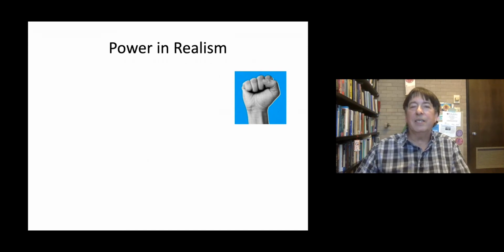This is the second lecture that focuses on realism, one of the major theories of international politics. Now, last time we talked a little bit about theory, and we noted that theories start with a set of simplifying assumptions about the world. And then we ask, what are we interested in explaining? We call that the dependent variable.